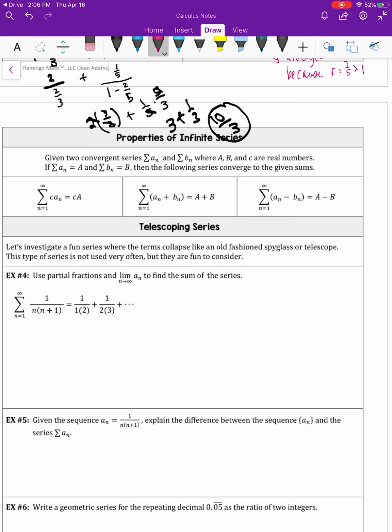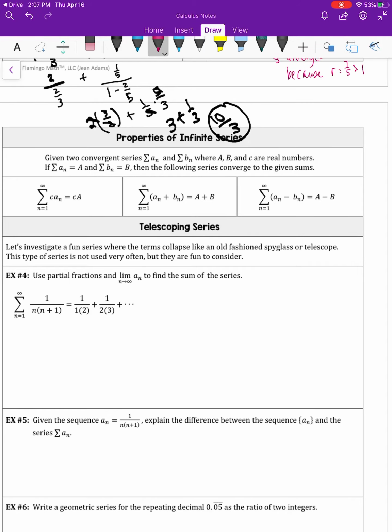Okay, so now that brings us to properties of infinite series. Given two convergent series, summation a sub n and summation b sub n, where a, b, and c are real numbers, if the summation of a sub n is a and the summation of b sub n is b, then the following series converge to the given sums. So you can see that it's almost like you can pull that constant c out times the summation value, right?